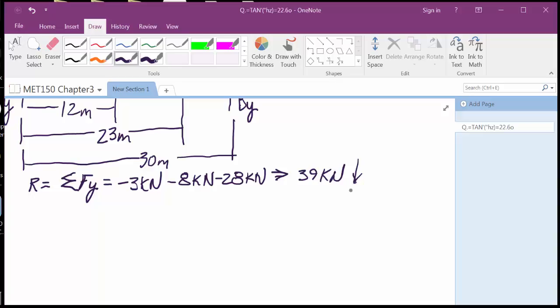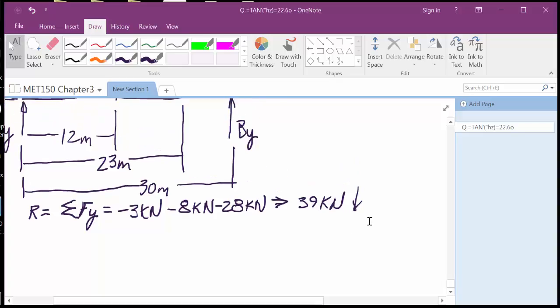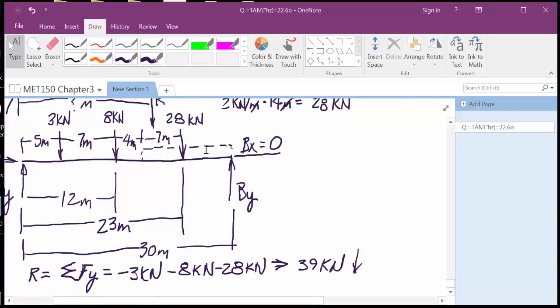That should be pretty easy really at this point. The only thing that's different there was the fact that you had to find that 28 kilonewtons and where it's located. That's the only thing that's different.